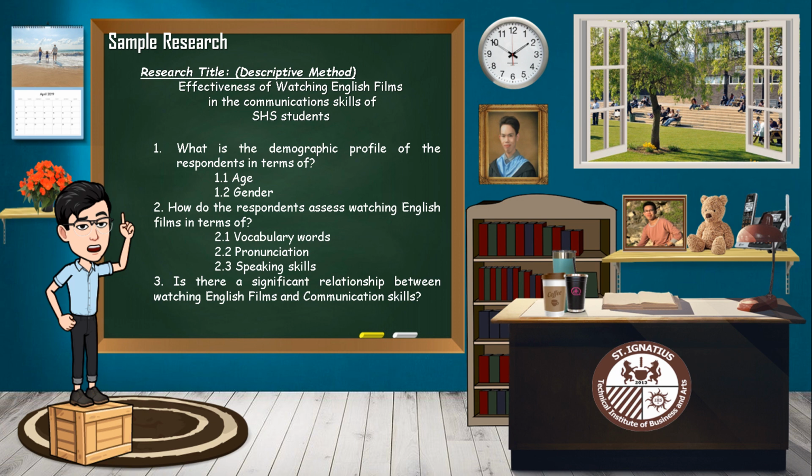And then number 3, titignan natin yung relationship kasi ito ay isang correlational study. So, is there a significant relationship between watching English films and communication skills? Diba, ang watching English films, ito yung independent variable, while communication skills, ito yung dependent variable. So, titignan natin yung relationship ng dalawa. Pero sa pinaka-complicated na research, kung titignan natin, ito ay hanggang number 3 lang, dahil ito ay parang pang-simple lang para sa ating senior high school students.